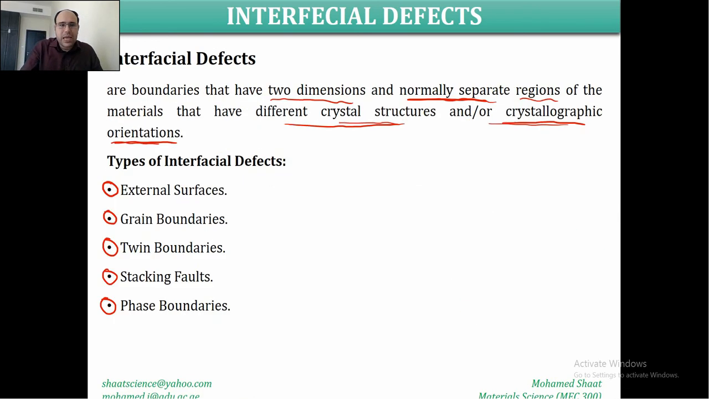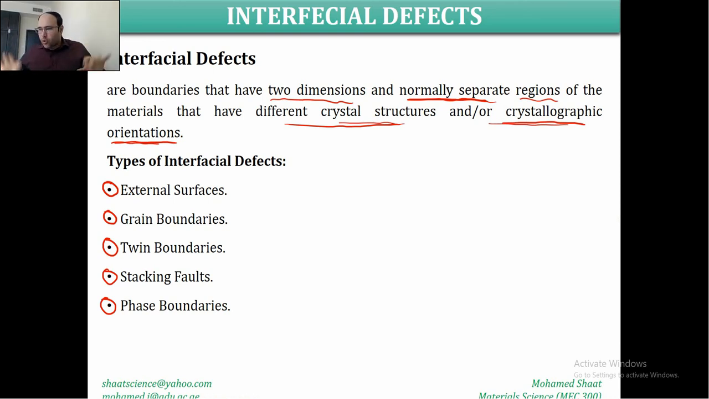So going back again to the definition of the interfacial defect. What does it mean, an interfacial defect? It is anything that makes one part separate from the other part. What makes one crystal different than another crystal, or separate from another crystal. That is what makes one grain different than the other grain. This would be counted as an interfacial defect.